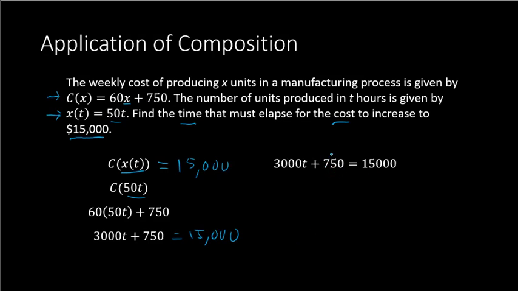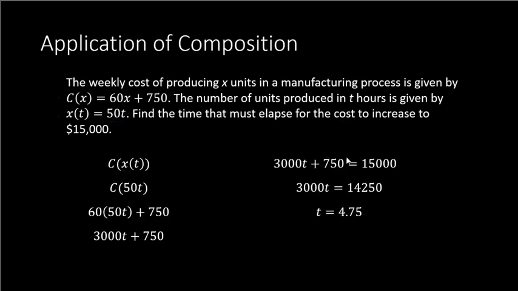And then solve this for t. So we subtract 750 to bring it over to the right side. We now have 3000t equals 14,250. And then to solve for t, we can divide both sides by 3,000. So when you do that, we're going to get t equals 4.75. So t is given up here to be in hours. So our answer is that it's going to take 4.75 hours, or 4 hours and 75 minutes, for the cost to increase to $15,000.